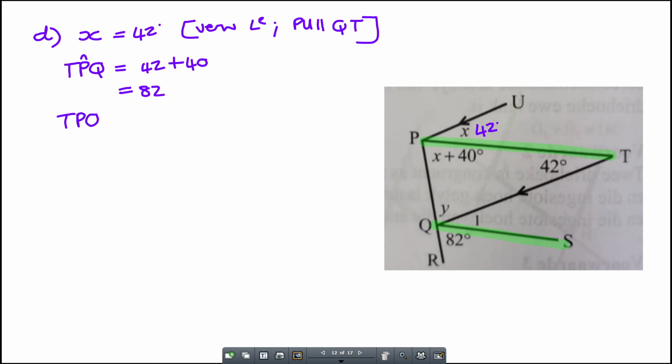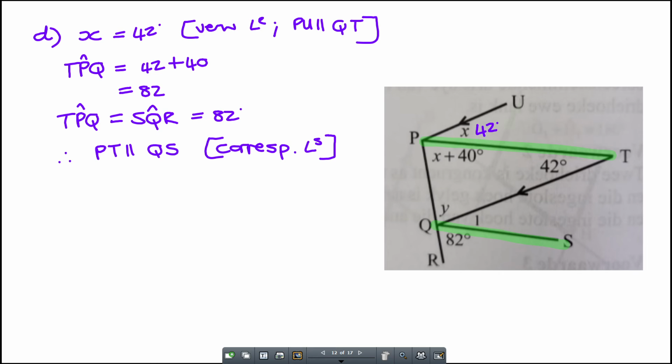TPQ is equal to SQR, want hulle is albei 82, so dis is PT parallel aan QS, because they were corresponding angles. Good. Okay, what else? Then they ask me to calculate Y.